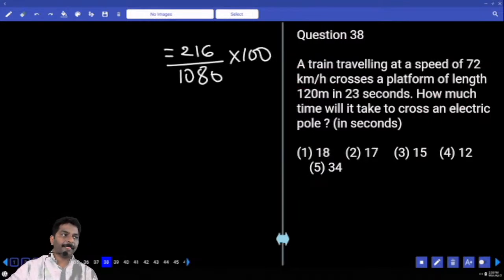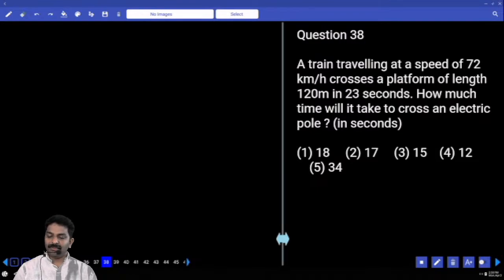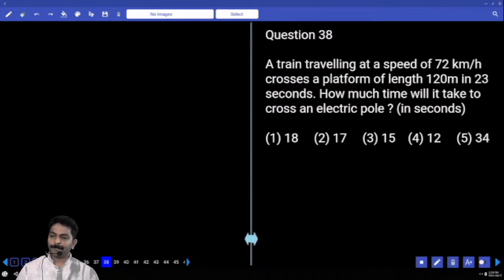Done? A train traveling at a speed of 72 km per hour crosses a platform of length 120 meters in 23 seconds. How much time will it take to cross an electric pole? Right. So now, without calculating, see, in general what people do: speed is given, time is given. Speed into time. If a train crosses a platform, distance traveled is train length plus platform length. Platform length is mentioned. What do you get?